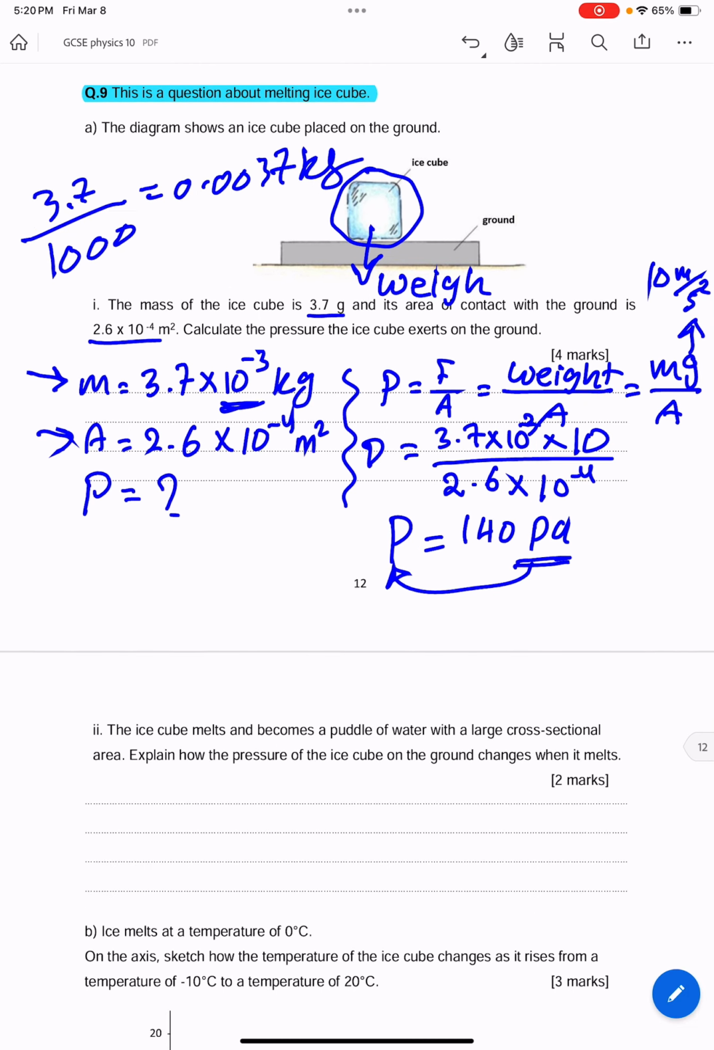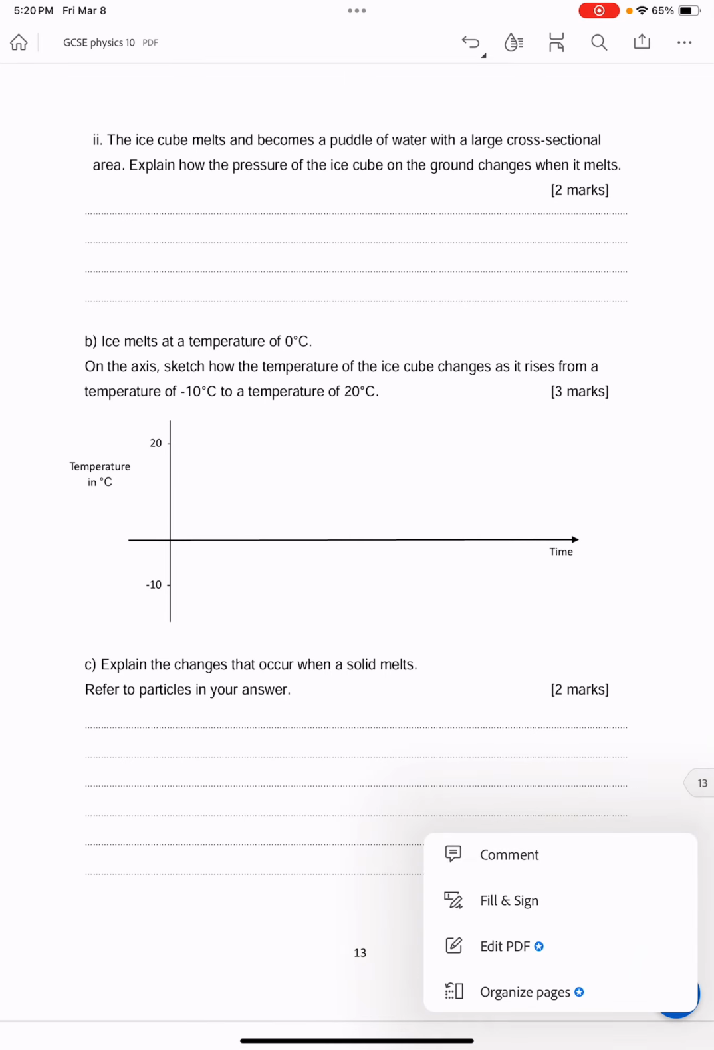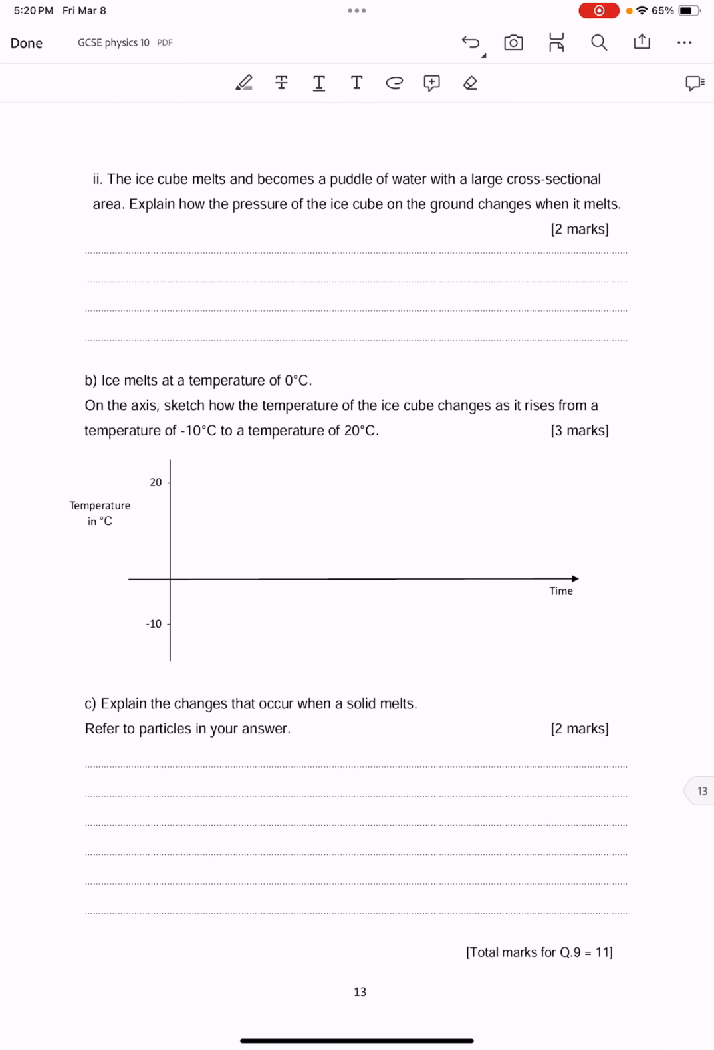Let's go to the second part, which is the ice cube melts and it becomes water. Now water has a larger cross-sectional area with the ground. As you can guess, it doesn't have a shape. So when it doesn't have a container to collect it together, now it's all spilled all over the ground. So more area for it. So what do you think is going to happen to the pressure?